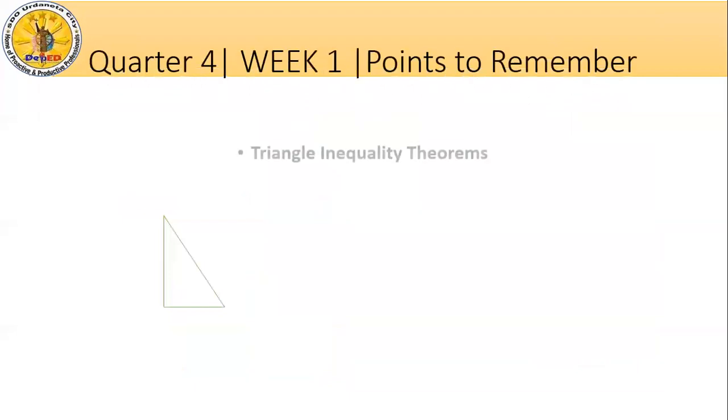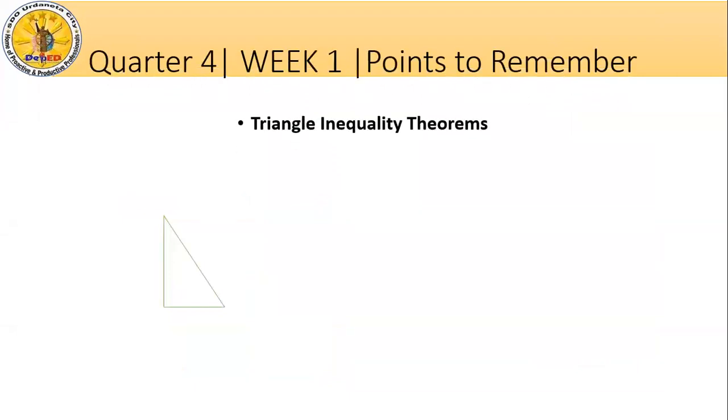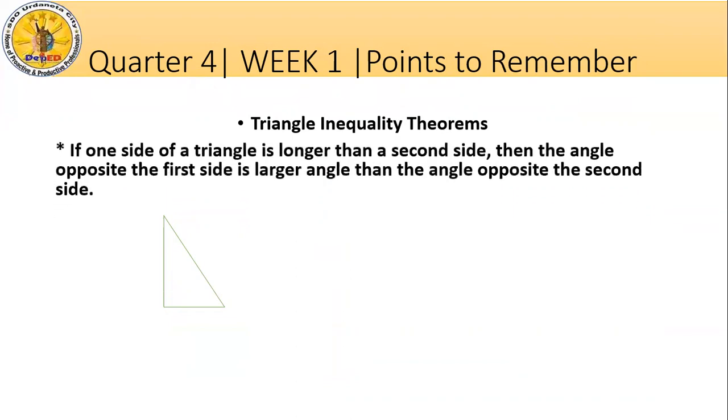Now in geometry, we have the different triangle inequality theorems. For this week, we are going to refer to only one triangle. Okay, and there are three inequality theorems. The first one states that if one side of a triangle is longer than a second side, then the angle opposite the first side is a larger angle than the angle opposite the second side.